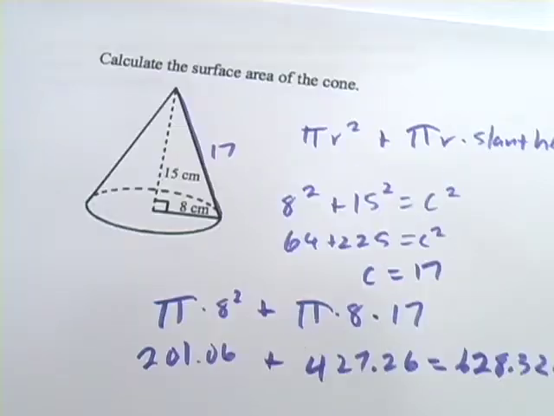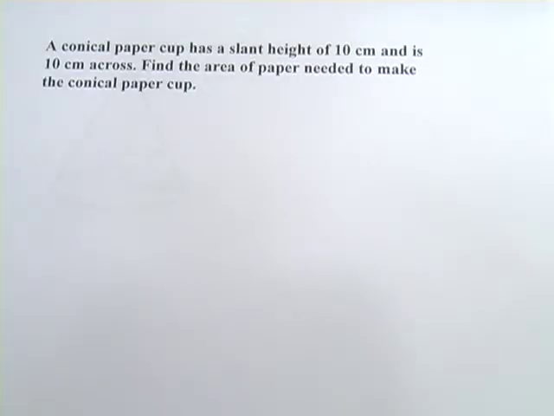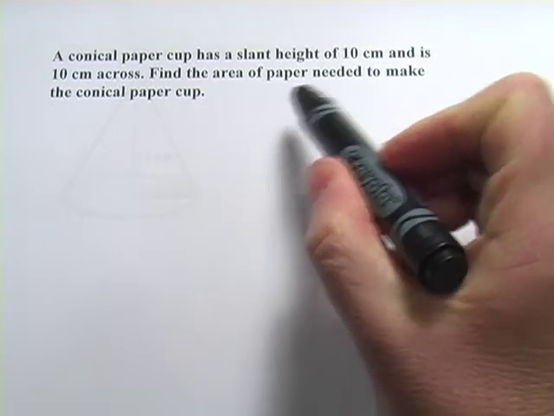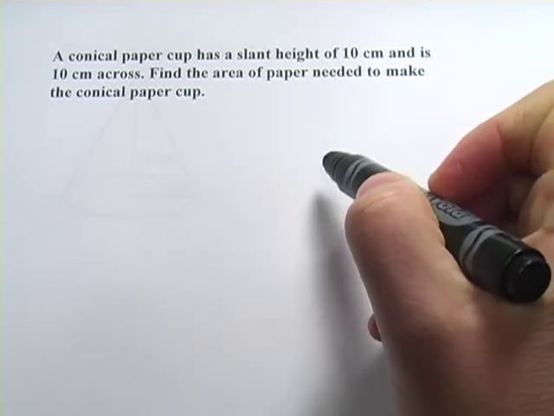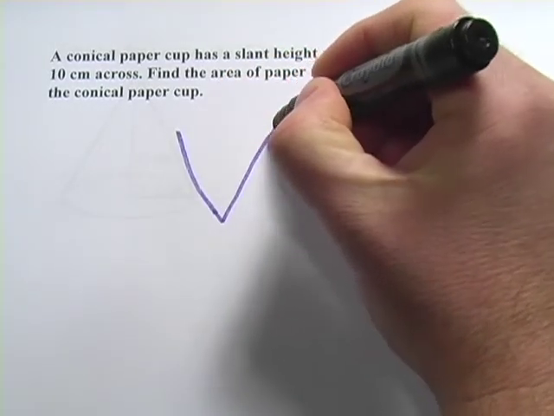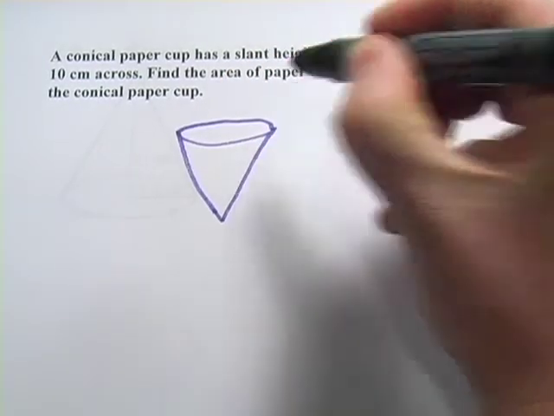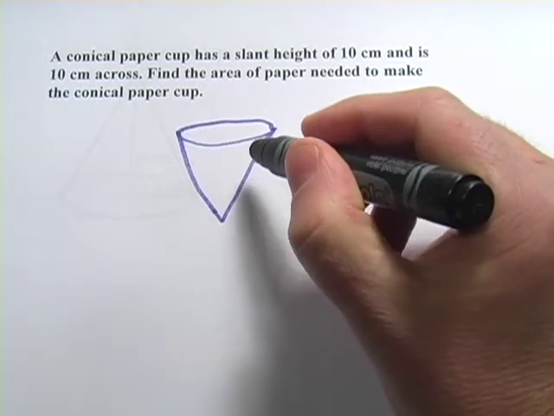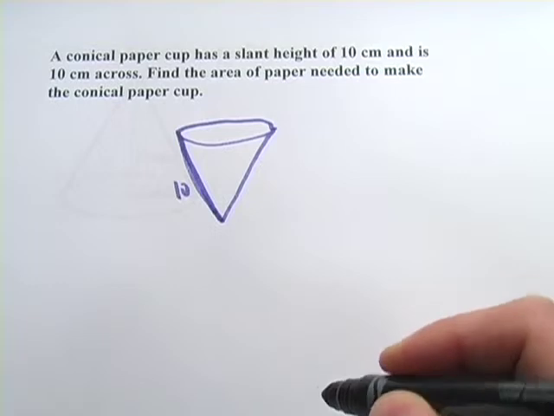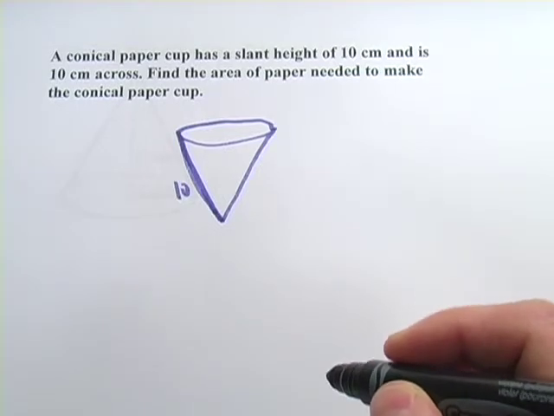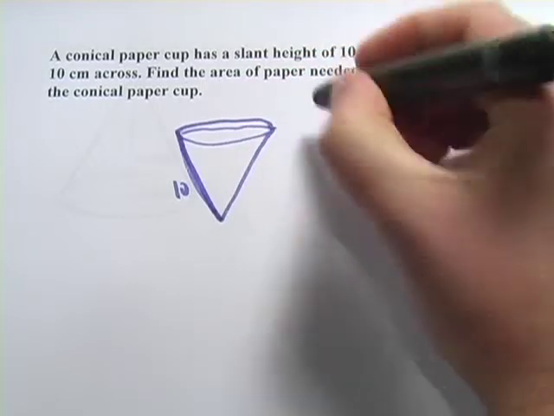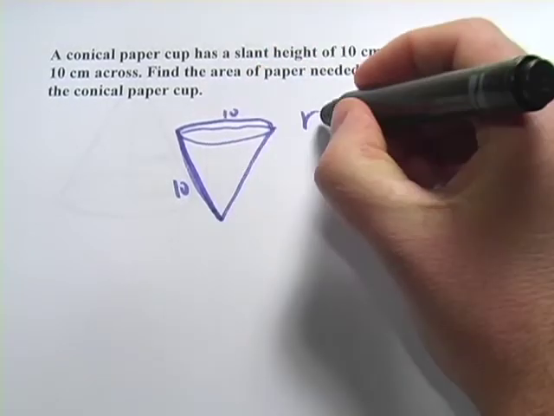Let's try one more. Now this one says a conical paper cup has a slant height of 10 centimeters and is 10 centimeters across. So let's go ahead and draw a picture of this. Now this is a cup, so it's not going to have a top. It's 10 centimeters this way, so that's our slant height. And it's 10 centimeters across, so our radius is going to be 5.